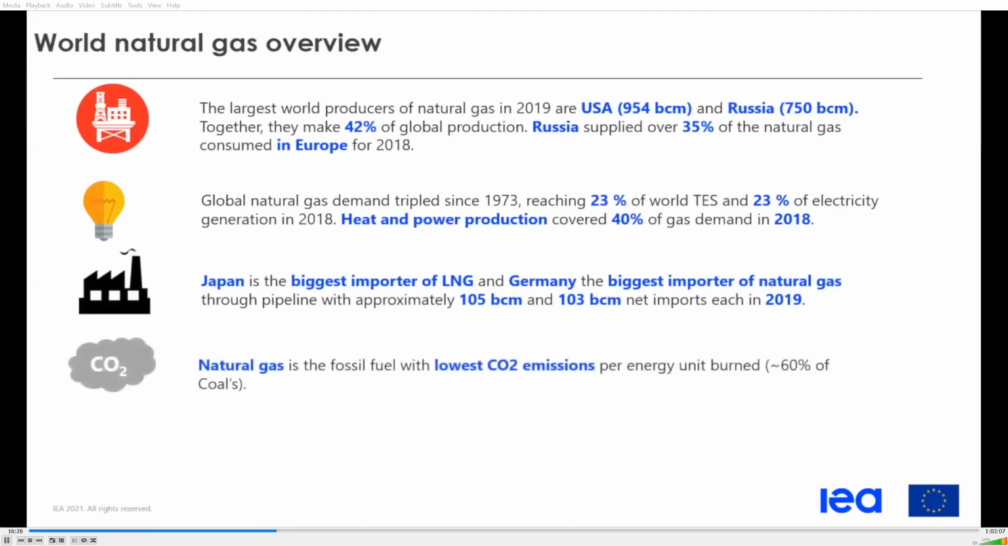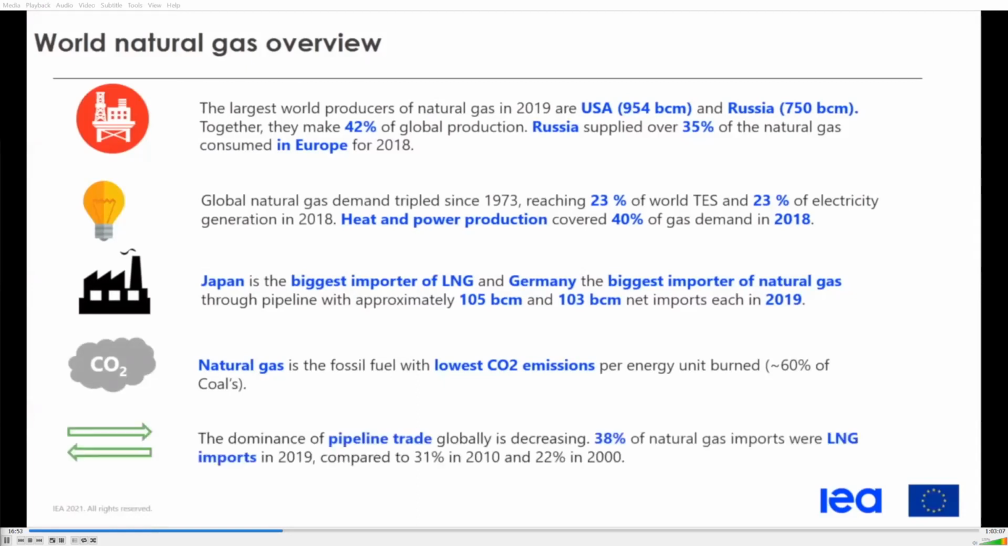The main reason is that natural gas is the fossil fuel that emits the least CO2 per unit burned. It's around 60% of coal, for example, which explains its interest for many countries to use this fossil fuel to reduce their carbon footprint while doing their green energy transitions. And as I told you, the dominance of pipeline trade has been decreasing since the emergence of liquefying technologies, which help bring this fossil fuel into other countries.